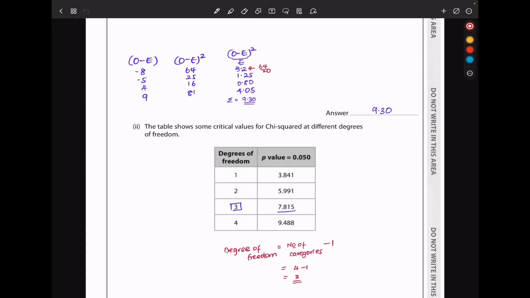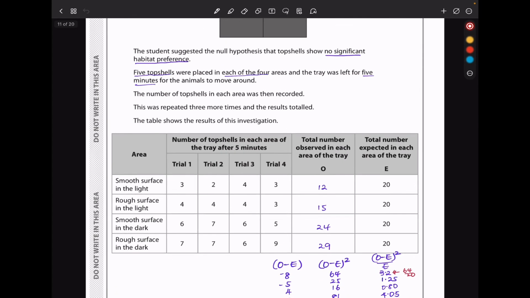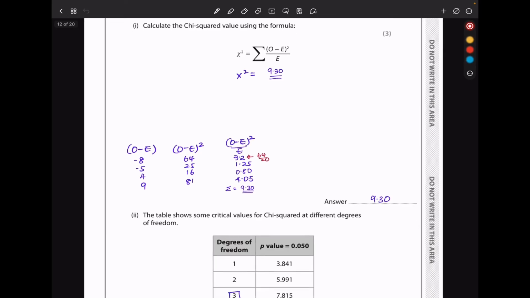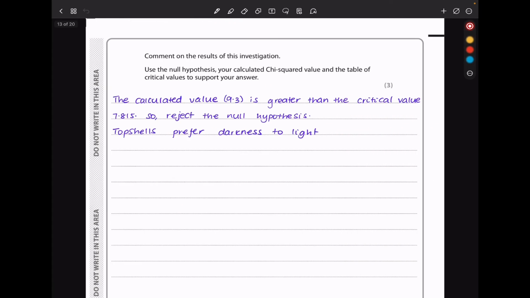And the next part says the table shows some critical values for chi-squared at different degrees of freedom. Now, in this experiment, if you go back, we were given 4 different areas that were experimented on. And so to find the degrees of freedom for which we can get the critical value, we have to use the number of categories, that is 4, minus 1. So in this case, I'm going to use 3 degrees of freedom. And this gives me 7.815 as my critical value.